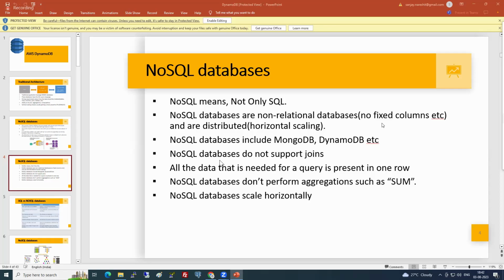And those who already know databases, answer me: can you create a table just like that? No way. You cannot create a table just like that. Without proper planning and proper design, you cannot create a table in RDBMS. Right?